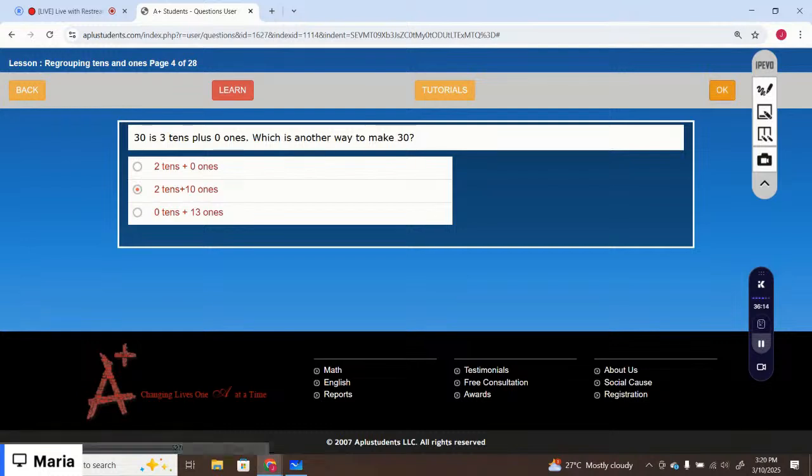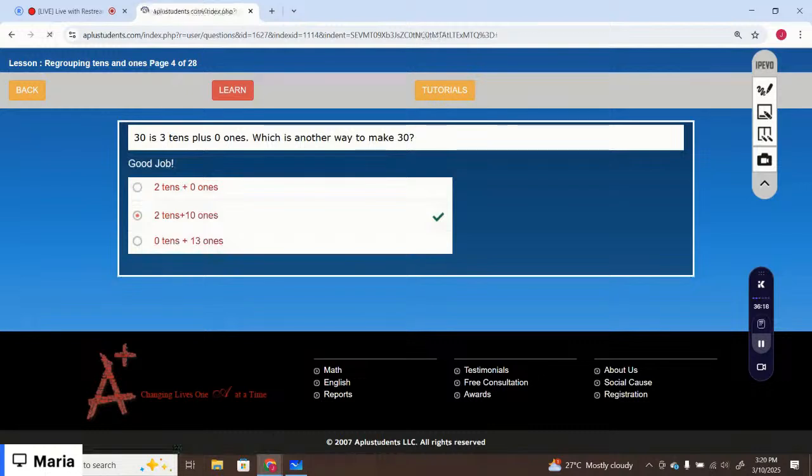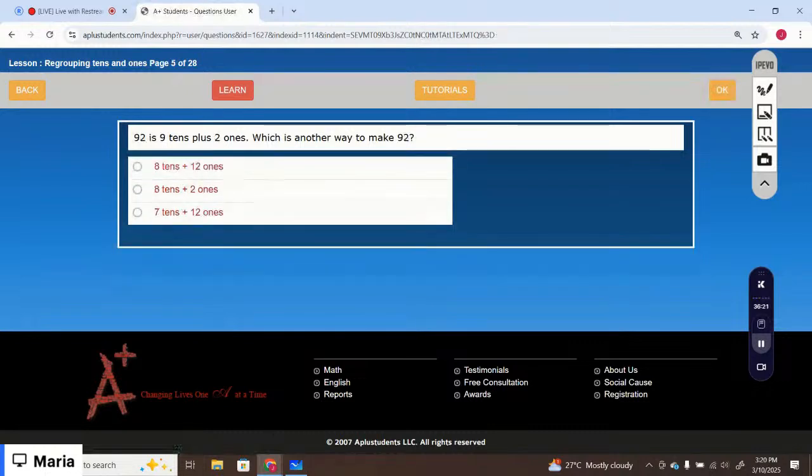Two tens and 10 ones. Option number 2 is the correct option. Ninety-two is 9 tens plus 2 ones, which is another way to make 92. Option number 1 is the correct option.